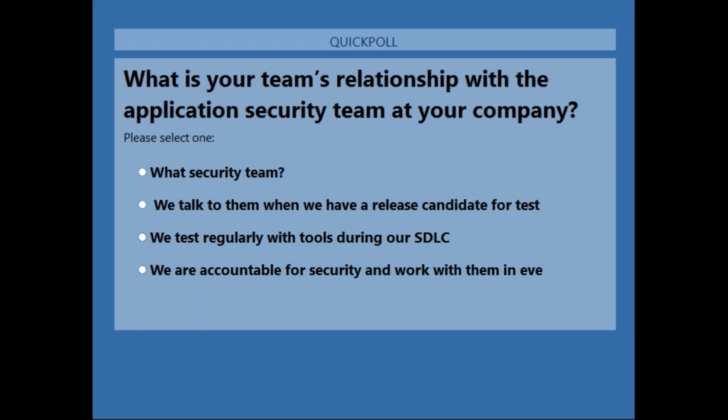Question number 2, what is your team's relationship with the application security team at your company? So answer number 1 is what security team? Answer number 2, we talk to them when we have a release candidate for test. We test regularly with tools during our software development lifecycle, and we are accountable for security and work with them in hopefully every phase of the SDLC. We do.